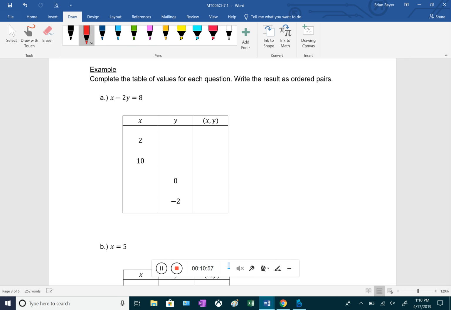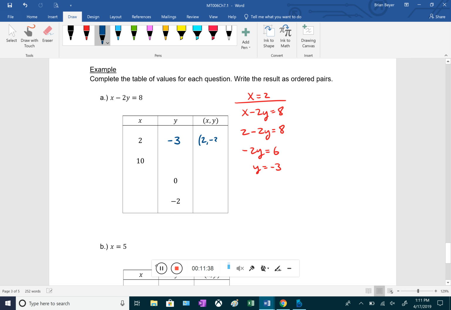So let's start with x equals 2. Starting with x equals 2, we're going to plug that into the equation and solve for its y coordinate. So it's going to be 2 minus 2y equals 8. We can subtract 2 on both sides and get negative 2y equals 6. Divide both sides by negative 2, we get y equals negative 3. So that's going to be the y coordinate for x equals 2. So as an xy ordered pair, that's going to be 2, negative 3.